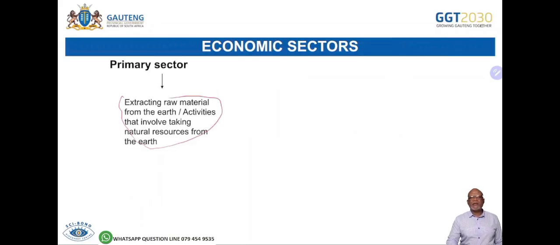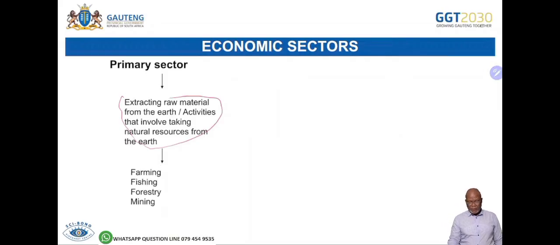Is it the primary sector? Is it the secondary sector? Is it the tertiary sector or the quaternary sector? So if you know the definition, you'll be able to choose the correct one from the multiple choice questions. Or you can get long questions that want you to define the concept primary sector, or the question can be set in any different way. So you must know what the primary sector is about. It is about the extraction of raw material from the earth or from the earth's surface.